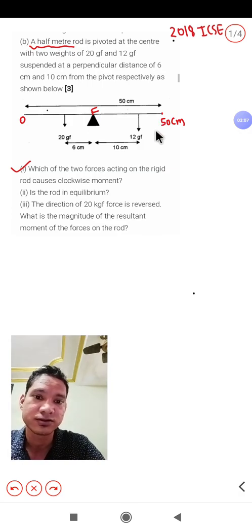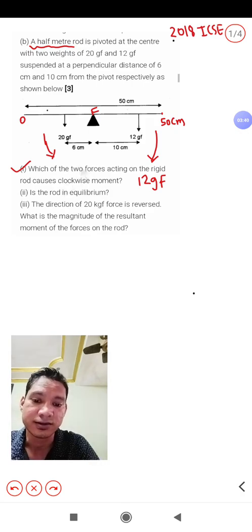Very simple basic questions they ask in exam. As you can see, the 12 gram force will rotate the rod in clockwise sense, so this will produce clockwise moment. All you need to write is: 12 gram force will produce clockwise moment. Simple. Further, the 20 gram force will rotate the rod in anti-clockwise direction. That is not asked in this question, but still.